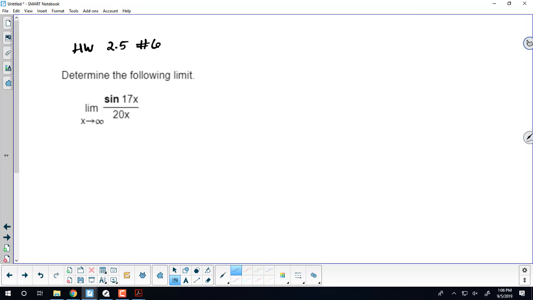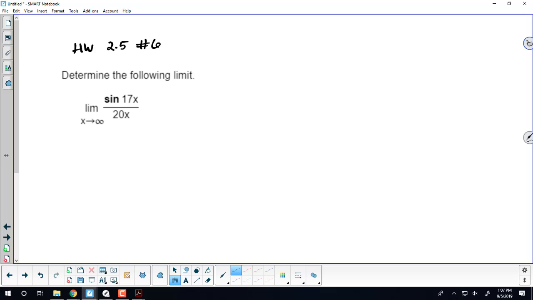All right, so determine the limit as x approaches infinity of sine 17x over 20x. So what is the issue here? x approaching infinity is technically not the issue, because we can approach infinity on anything we want to look at, really. So if you think about computing that limit, what's causing the problem? The sine of 17x, and how come?